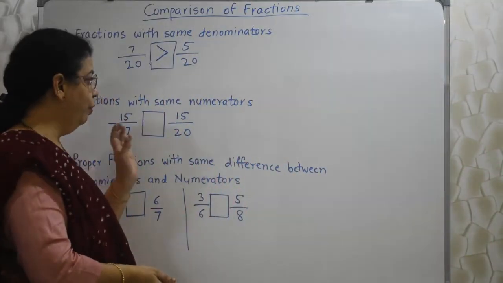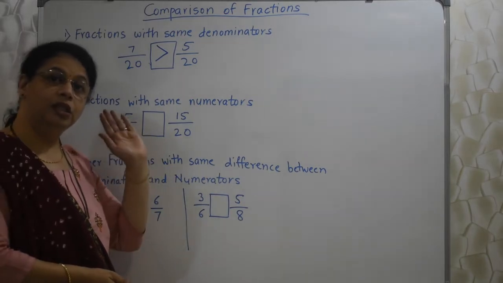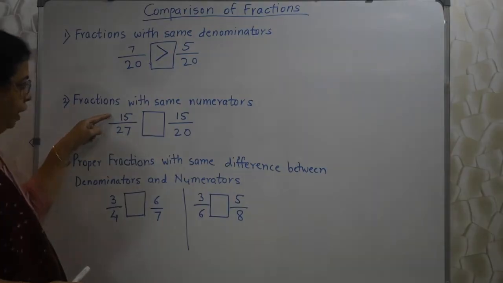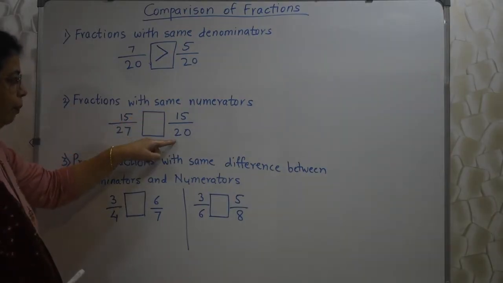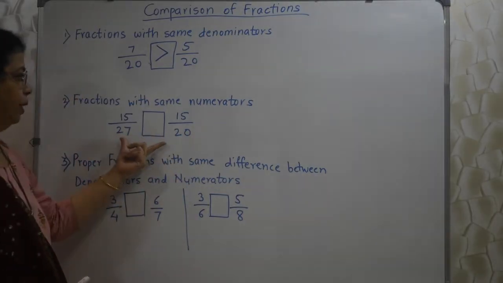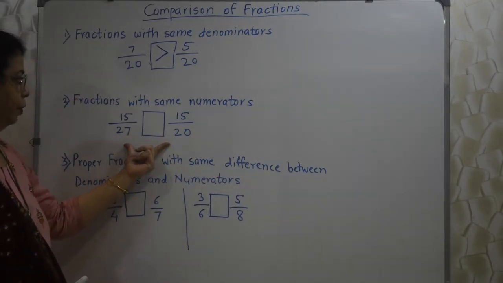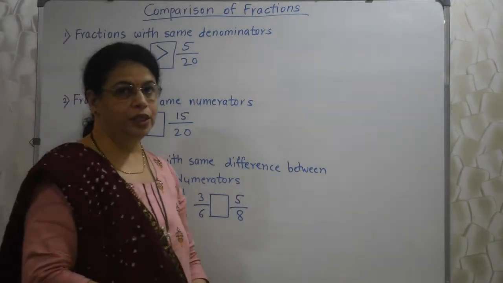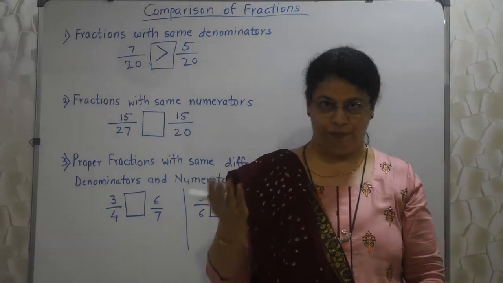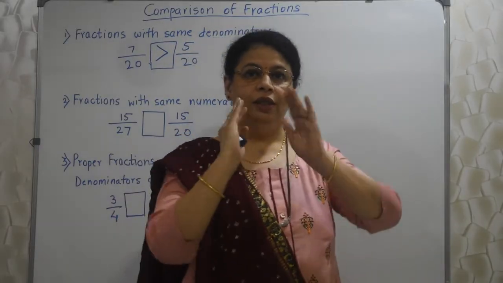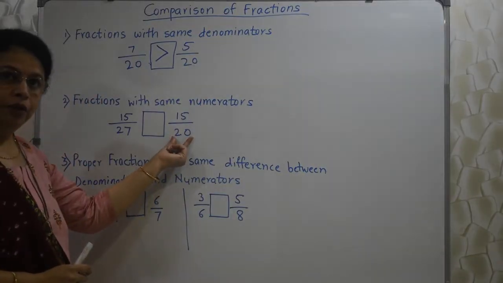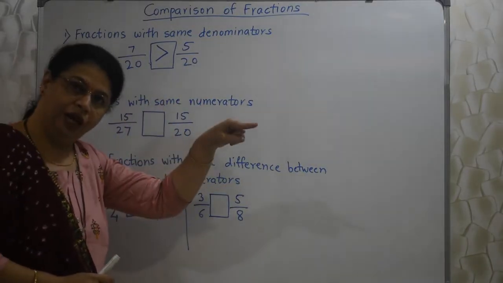Now here, fractions with the same numerators. Sometimes they may give you fractions with the same numerators but different denominators. Here 15 upon 27, 15 upon 20. Here 15, 15, same numerator, but denominators are different. In this case, obviously we need to compare the fractions with the help of the denominators because numerators are the same. Here the rule is reverse, ulta. Ulta means the smaller number down is the bigger fraction.